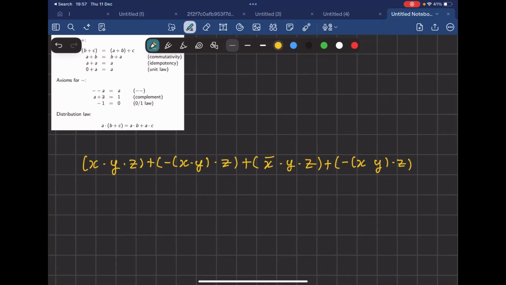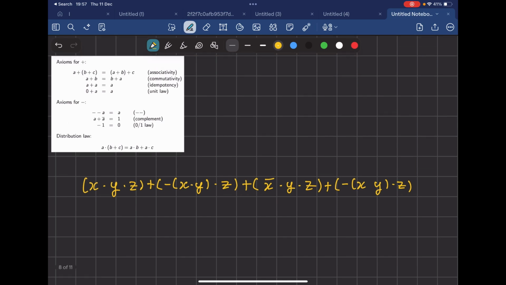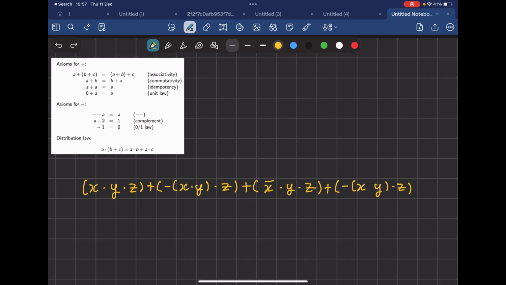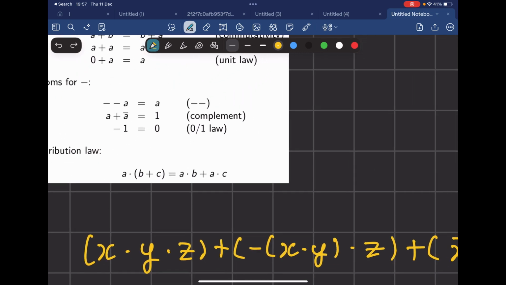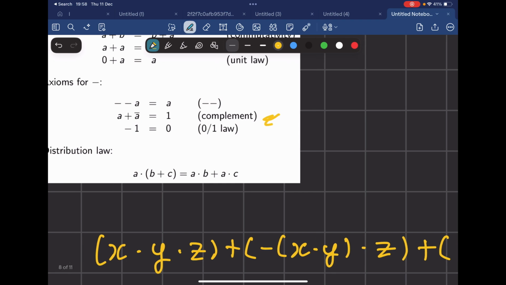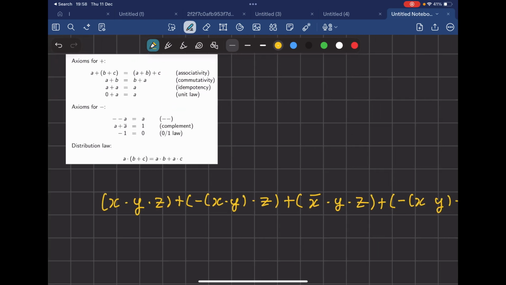Okay, so for these sorts of questions, you're just looking for ways to reduce the amount of terms in the formula, right? And to do that, we try to use certain laws that reduce the amount of things in the formula. For example, the complement law. Here you have two terms, a plus not a, and that can get reduced to just one.